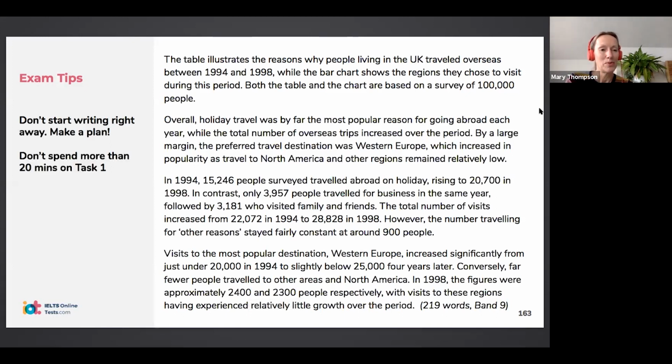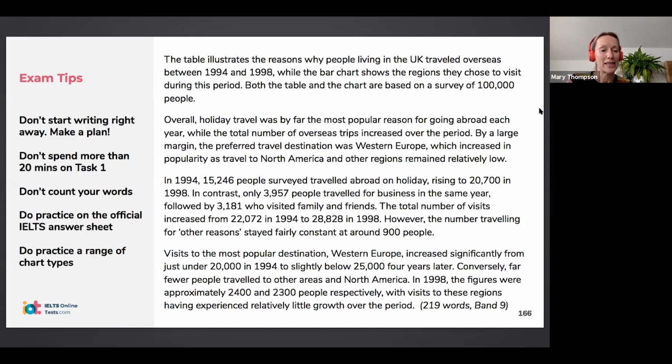Another thing that's really important, don't spend more than 20 minutes on task 1. You need to spend 40 on task 2, and remember you get more marks for that. Don't count your words, that takes too much time. And do practice on the official IELTS answer sheet. If you write like this, you will get a band 9, so it's something to aim for. It's 219 words. Make sure you practice a range of chart types as well.